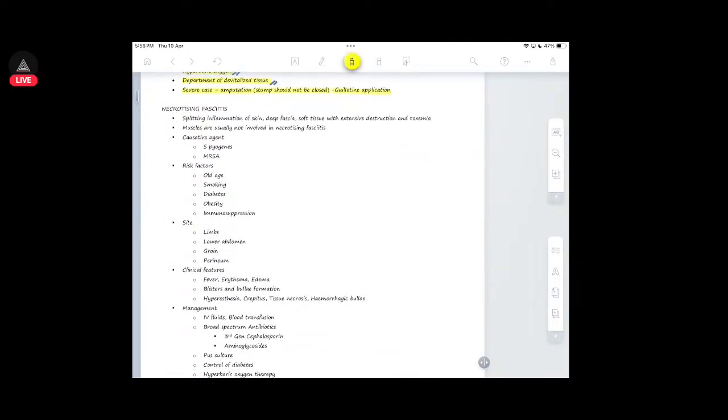Okay, moving on, we have necrotizing fasciitis. It is a spreading inflammation of skin, deep fascia, and soft tissue with extensive destruction, and toxemia will be seen.